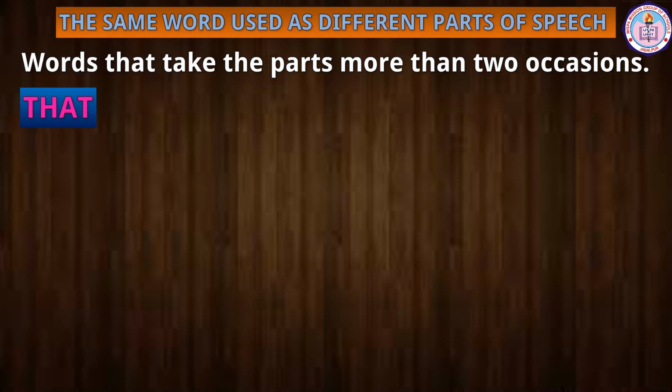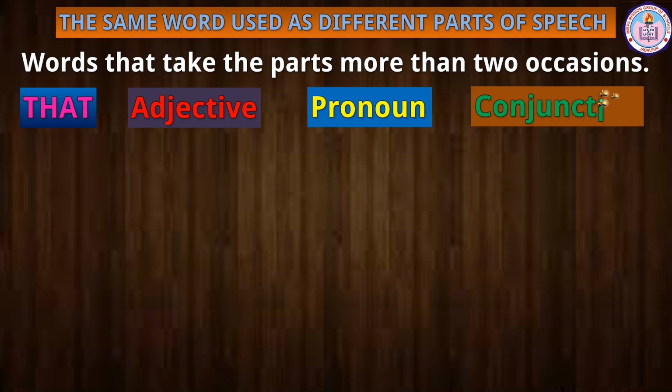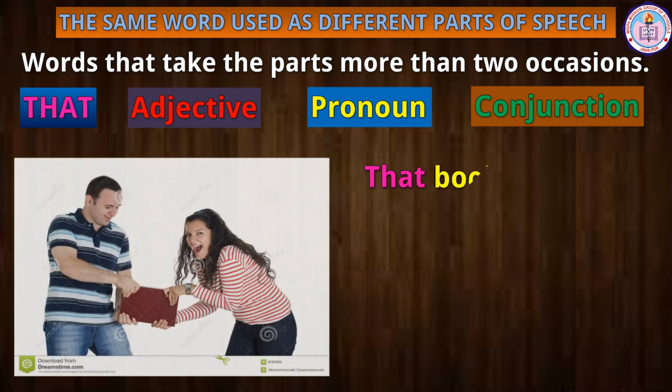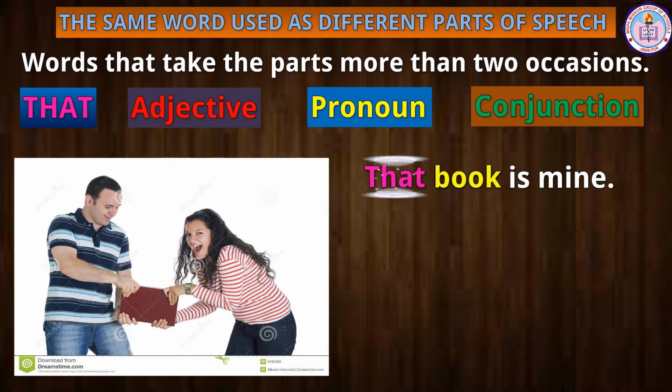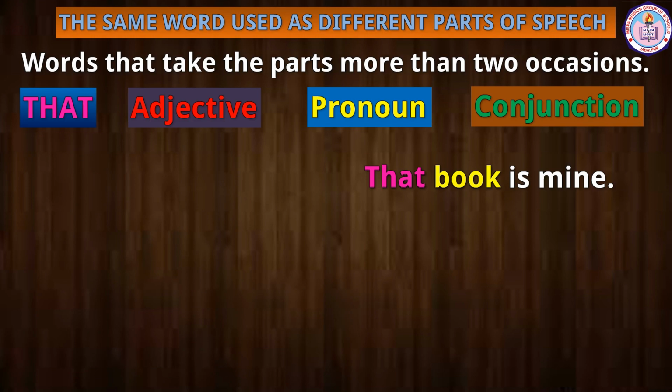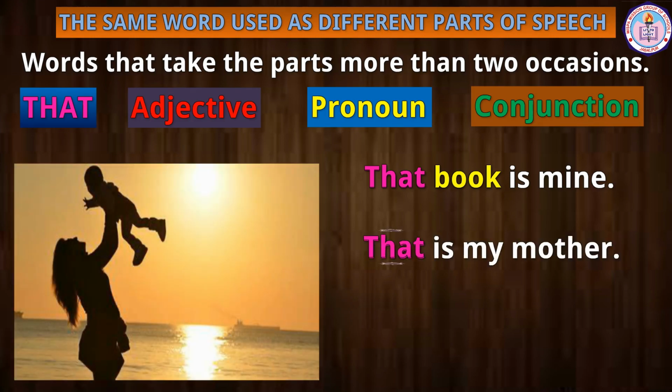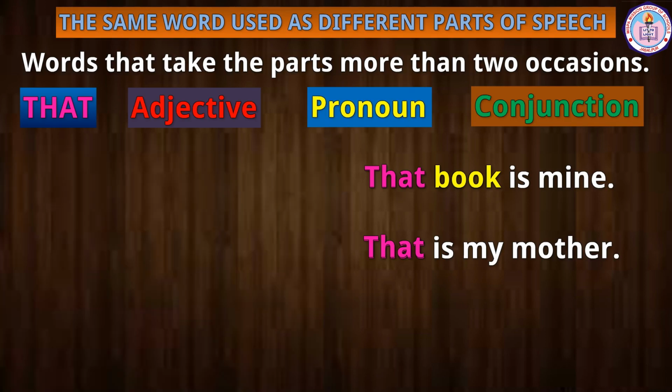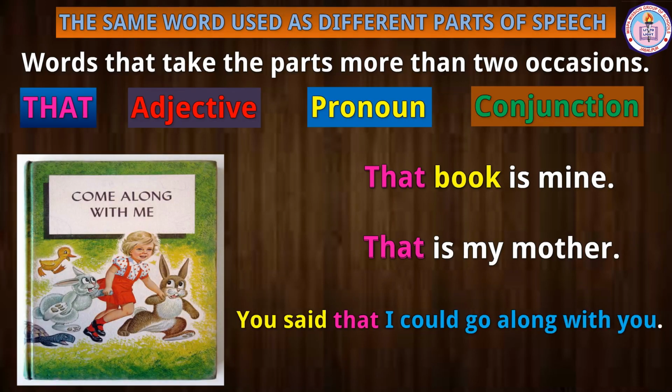That. The word that can be used as an adjective, a pronoun, or a conjunction. Examples. That book is mine. Here, that is accompanied with the noun book. So, it plays the role of the adjective. That is my mother. Here, that plays the role of the subject of the sentence. Hence, it is a pronoun. You said that I could go along with you. Here, that is the joining word playing the role of a conjunction to connect two clauses, you said and I could go along with you.